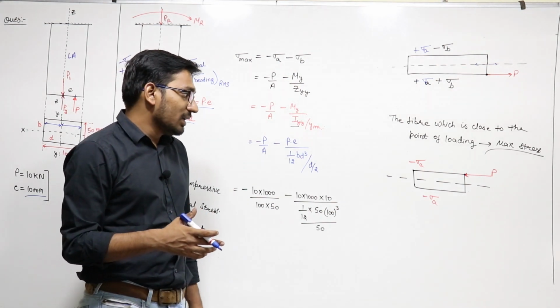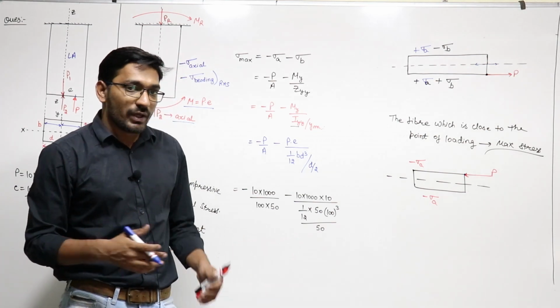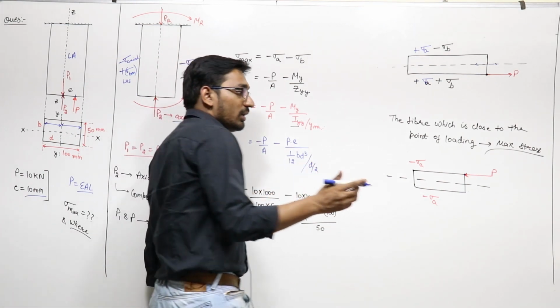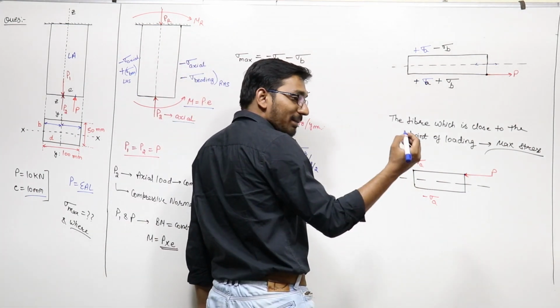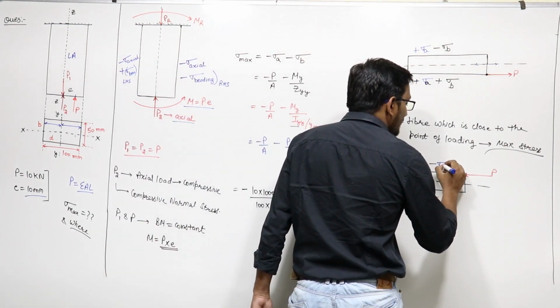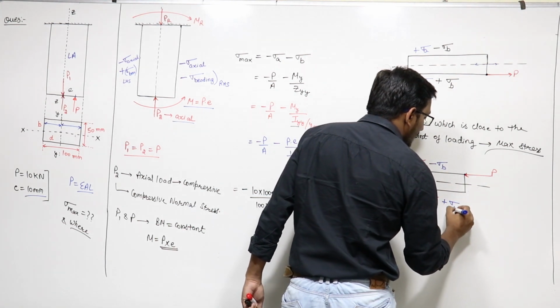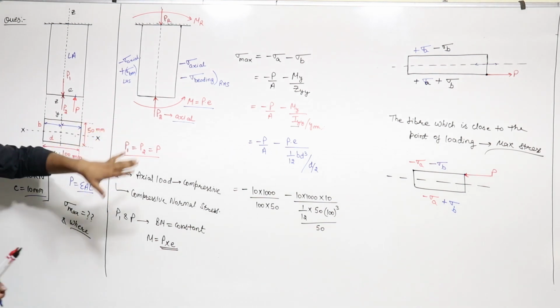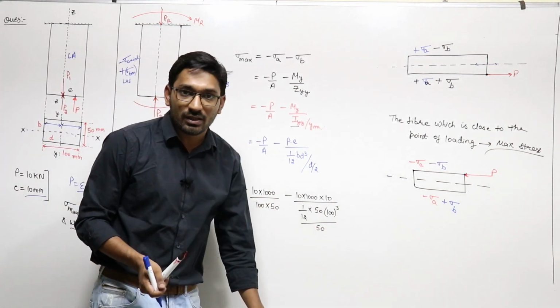So if the top fiber is near the point of loading, then the stress on the top fiber will be maximum. If this is minus and you need a maximum, then you have to take minus sigma b, and this will be plus sigma b. You can cross-check it by using this method also. This is a shortcut for how you can solve it.